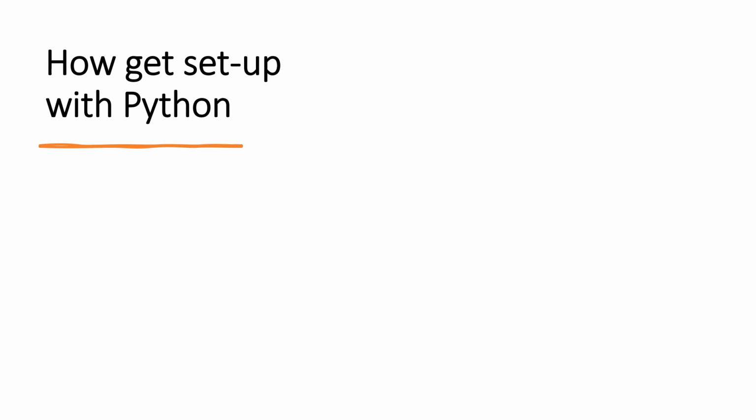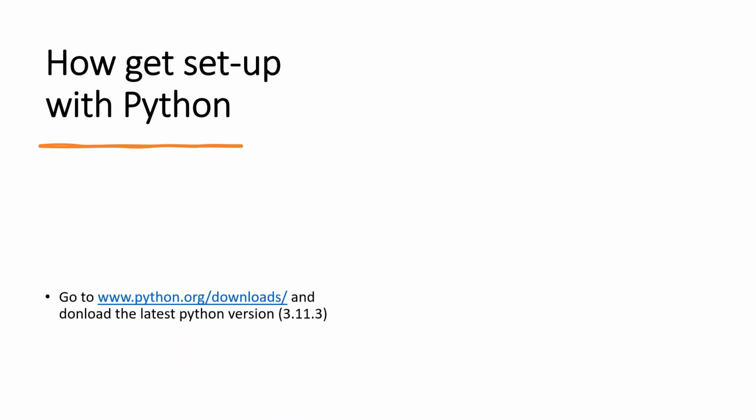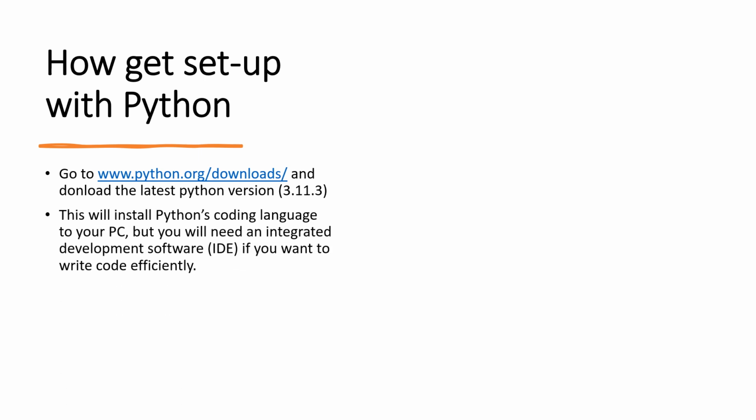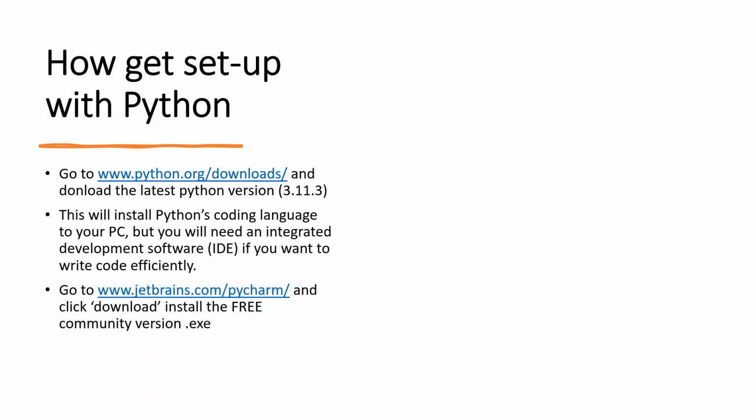So how do you get set up in Python? Go to www.python.org/downloads and download the latest Python version. This will install Python's coding language to your PC, but you will need an integrated development environment, otherwise known as an IDE, if you want to write code efficiently. Go to www.jetbrains.com/pycharm. We'll be using that one for today. Install a free version. Now you're all set.